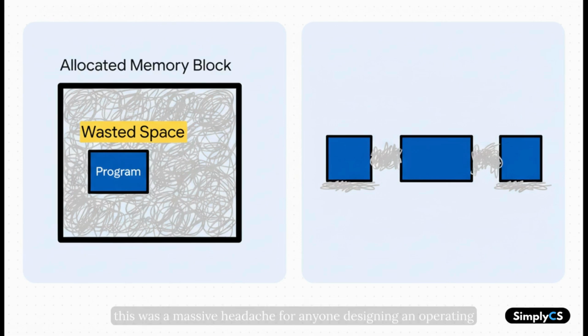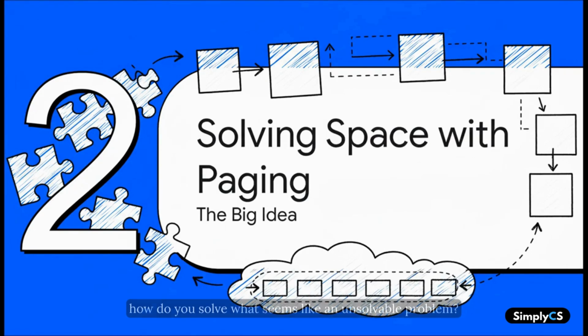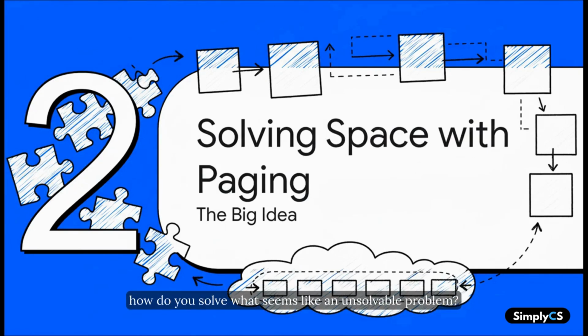For a long, long time, this was a massive headache for anyone designing an operating system. So, how do you solve what seems like an unsolvable problem? Well, you stop playing by the old rules. You completely change the game. And that brings us to one of the most elegant and powerful ideas in all of computer science: paging.